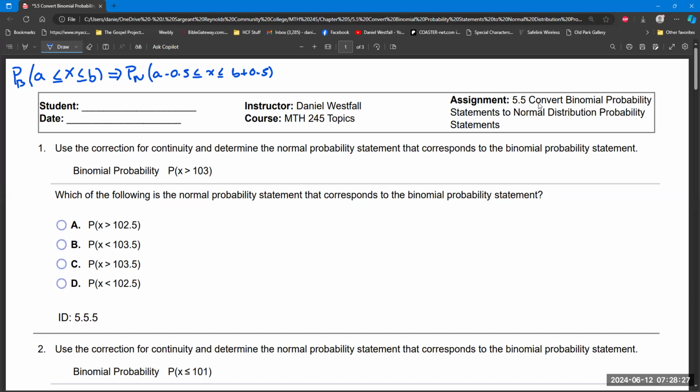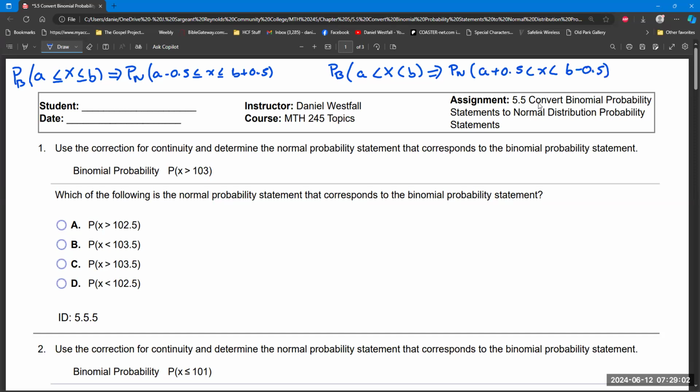If they are not, then we're going to have the probability of the binomial distribution statement x between a and b not included, like this. We're going to do the opposite of that, and we are going to add 0.5 on the left and subtract 0.5 on the right to get our normal distribution statement here.